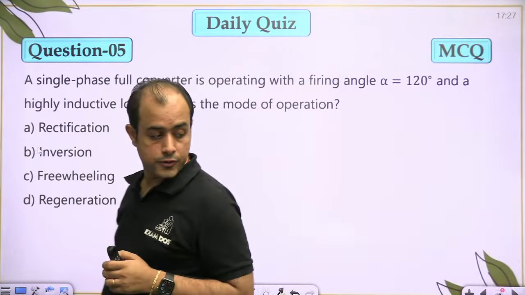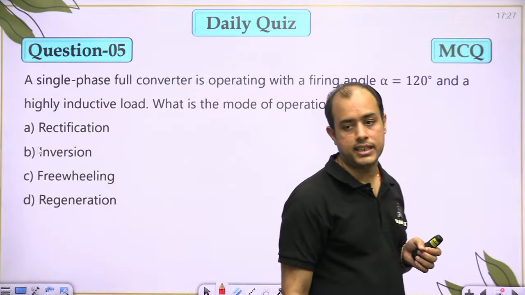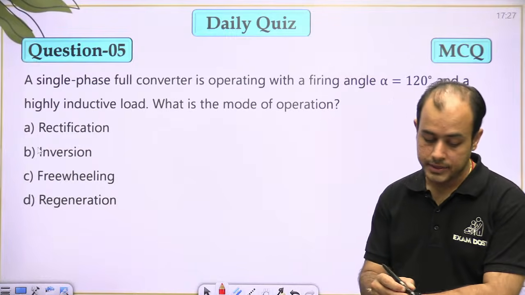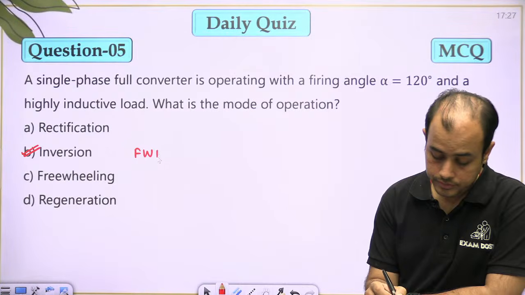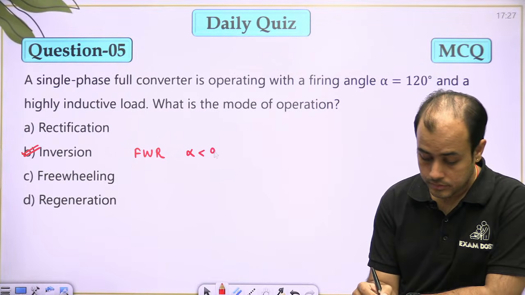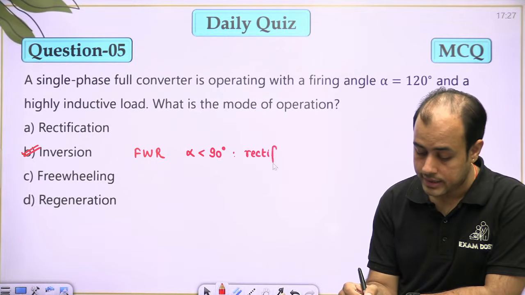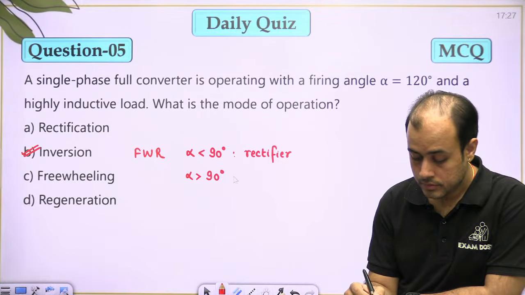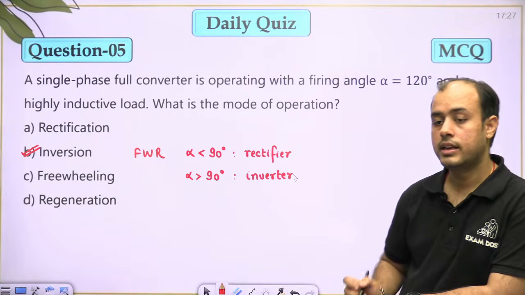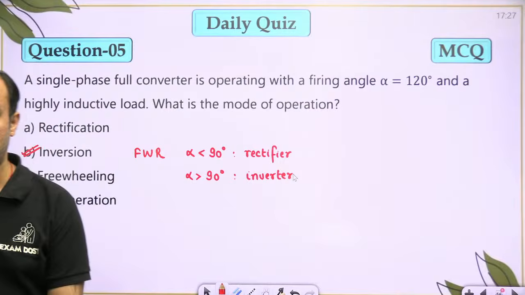A single phase full converter is operating with alpha equal to 120 and highly inductive load. This is beta actually na full wave rectifier. So full wave rectifier with alpha less than 90 is rectifier. Okay. So this is not, we have not covered it yet. We will cover this tomorrow.